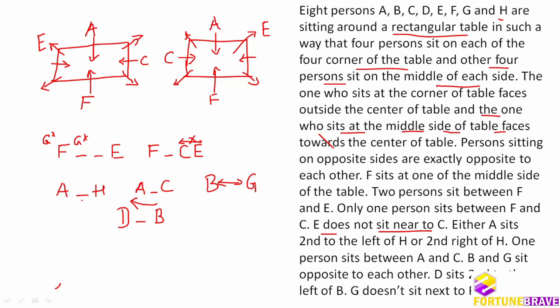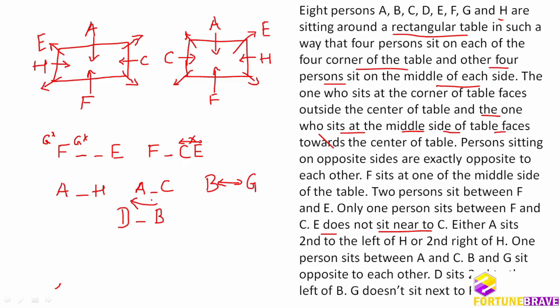Then A and H. Between A and H, there is one place, which means it has to come here only. A and H, there is one place, second to the left. So here it will not come, here only it will come. In this case, what will happen? Again, H will come in this.